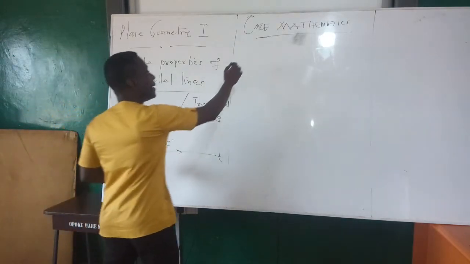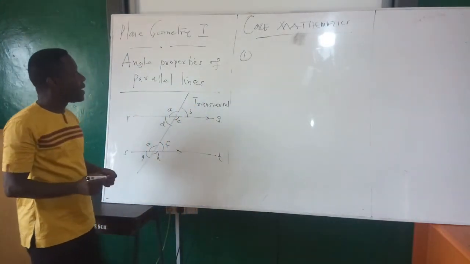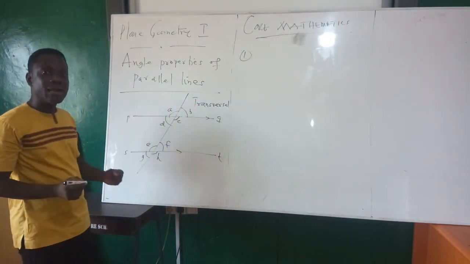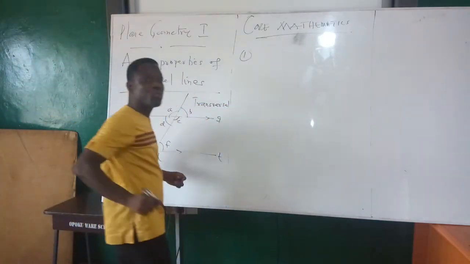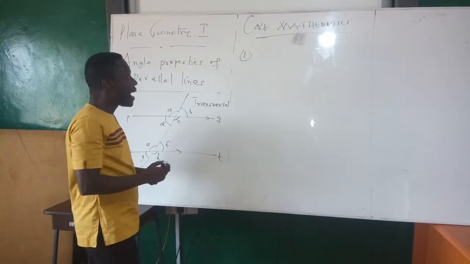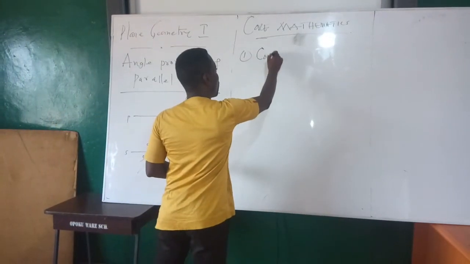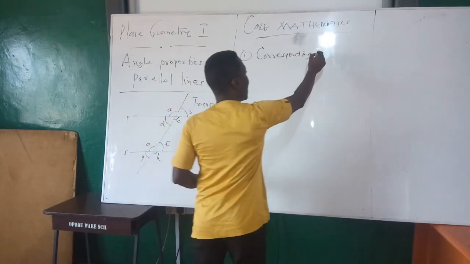Number one, when you are dealing with parallel lines, one of the angle properties you are going to deal with is what we call corresponding angles.